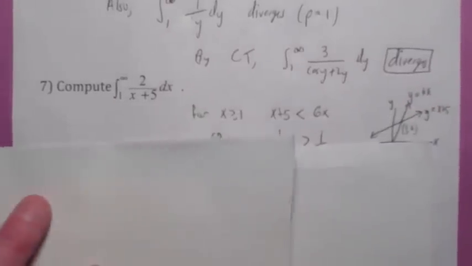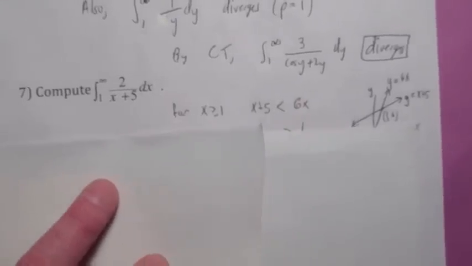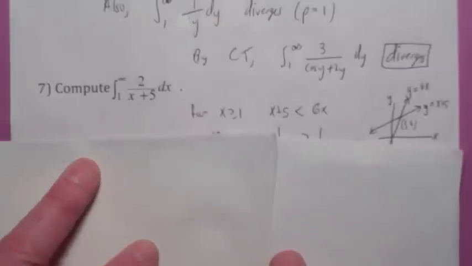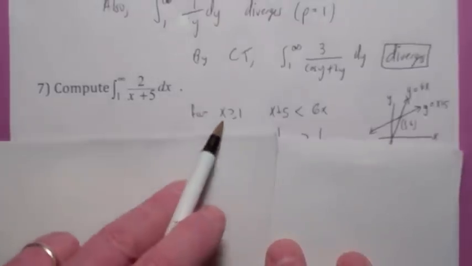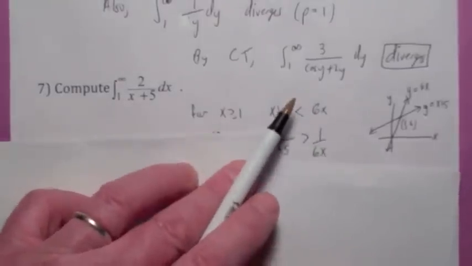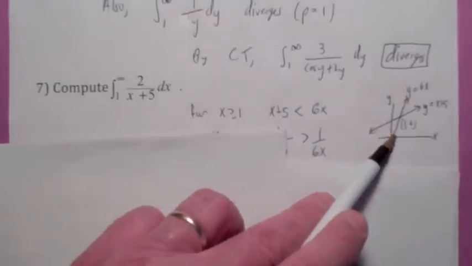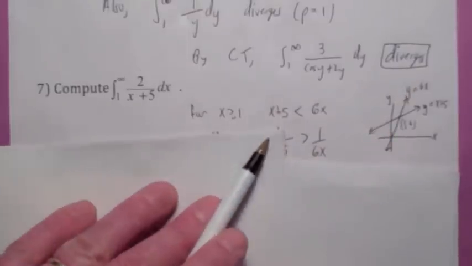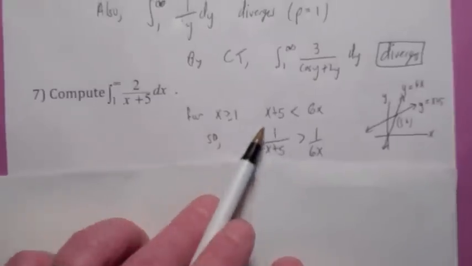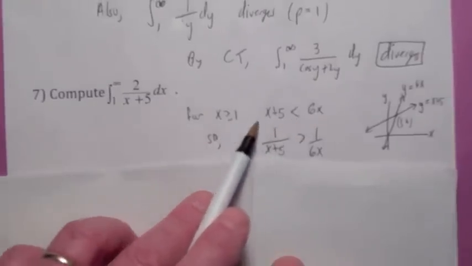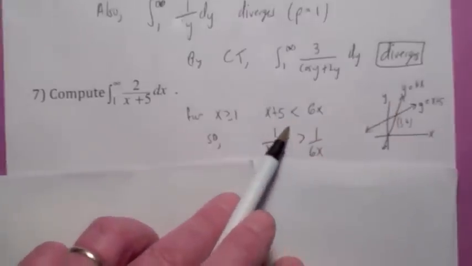This is how I would do it. This one's maybe a little too subtle, but look, if x is greater than 1, then isn't x plus 5 less than 6x? Look at the graph of x plus 5. Isn't it going to be less than the graph of y equals 6x? Just look at these linear functions. X plus 5 is less than 6x as long as x is greater than or equal to 1. This graph is above this one.